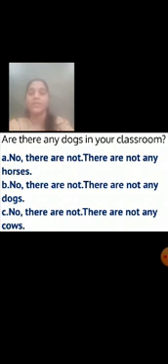Yes, option B. See, the question is not asking about horses or about cows. The question is asking about dogs. Are there any dogs in your classroom? Yes or no? So what will be the answer? No, there are not. There are not any dogs. Okay? Now let's see the next question.